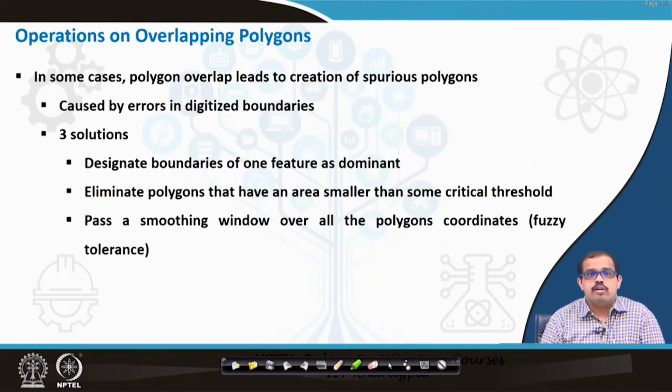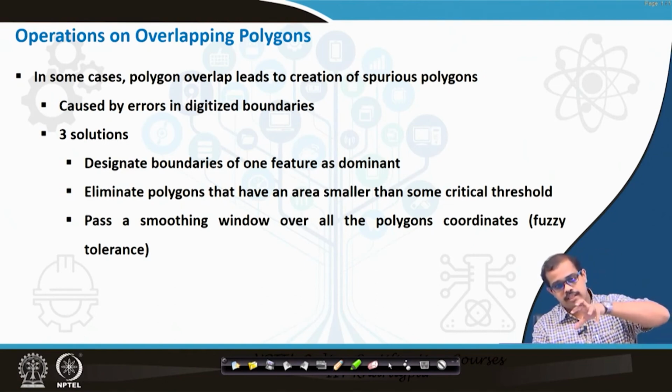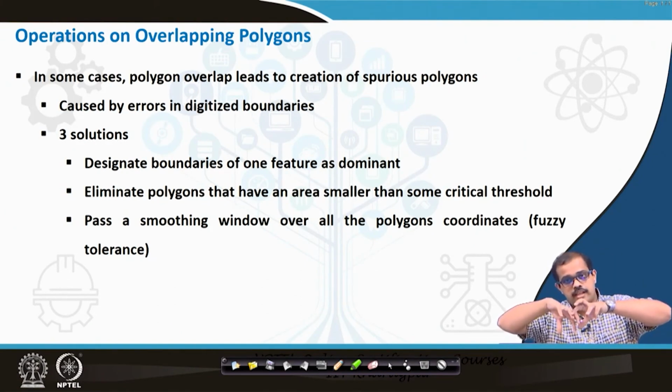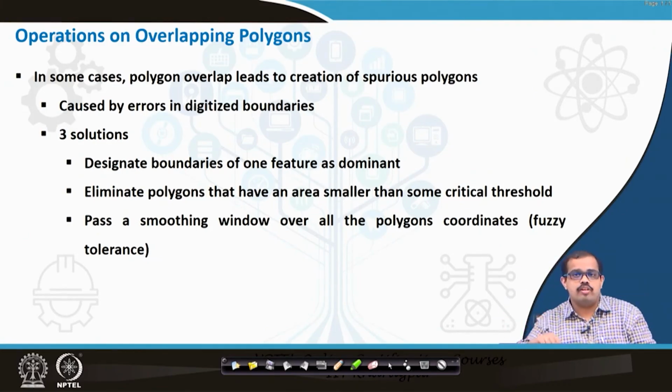Okay. Then, operations on overlapping polygons. Normally, when you have polygons which overlap, they create issues in the form of disguised boundaries. It may be because of spurious polygons. You have one polygon like this, another polygon sitting like this. It may be because of certain digitization errors, or errors because of different sources that have been collected. There may be different solutions to look at it.